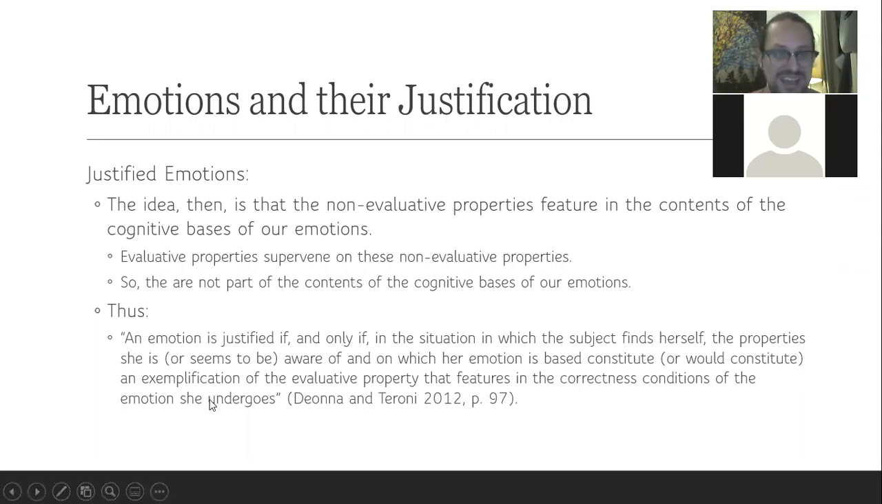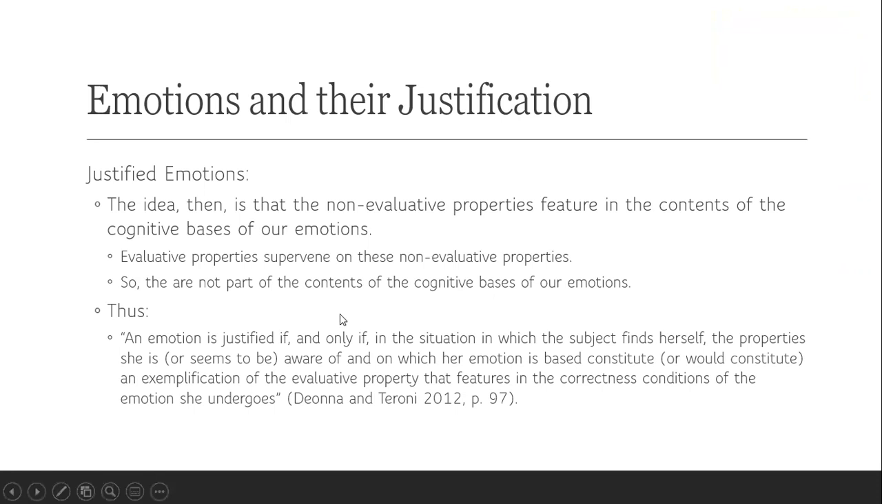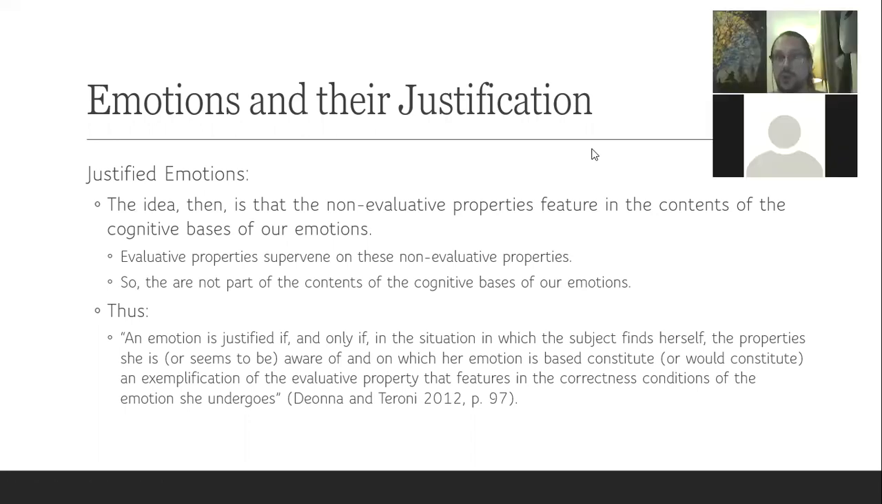So the authors say, an emotion is justified if and only if, in the situation in which the subject finds herself, the properties she is or seems to be aware of and on which her emotion is based constitute or would constitute an exemplification of the evaluative property that features in the correctness conditions of the emotion she undergoes. Whew. Everybody follow me? I mean, this is so abstract.